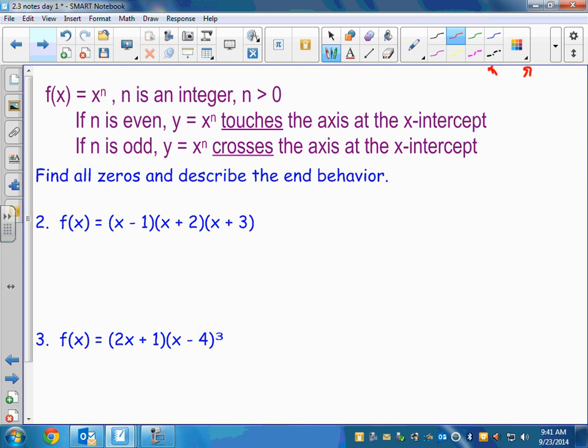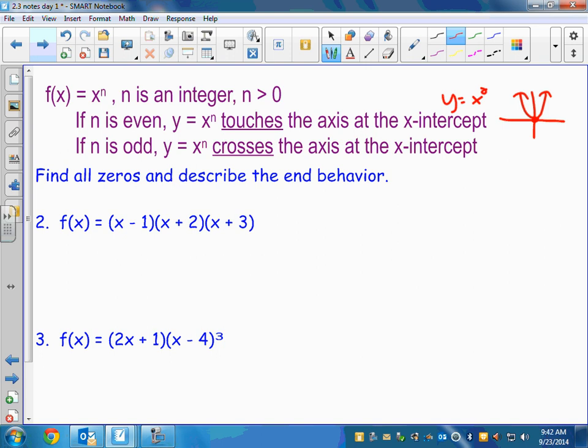If you have an even degree, wherever your 0 is, wherever your x-intercept is, it's just going to touch the x-axis. It's not going to cross the x-axis. My best example of that is thinking about x squared. If you have y equals x squared, its x-intercept is at 0, but it doesn't actually cross the x-axis. It just touches it there and then it goes back up.